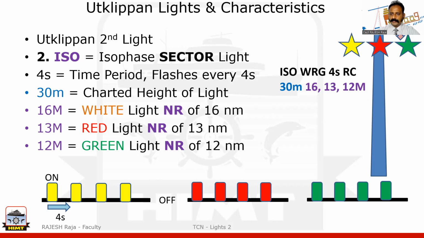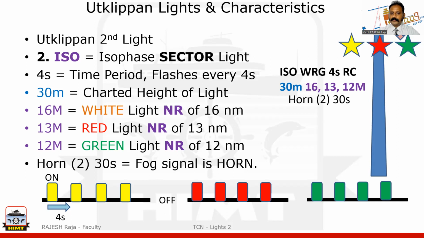Besides this, you can see there is something called horn. So this light has got a fog signal of horn. So it is to warn and caution the navigators that there is a structure, and you have an identification mark also. And what is the character? It is going to blow 2 times every 30 seconds.